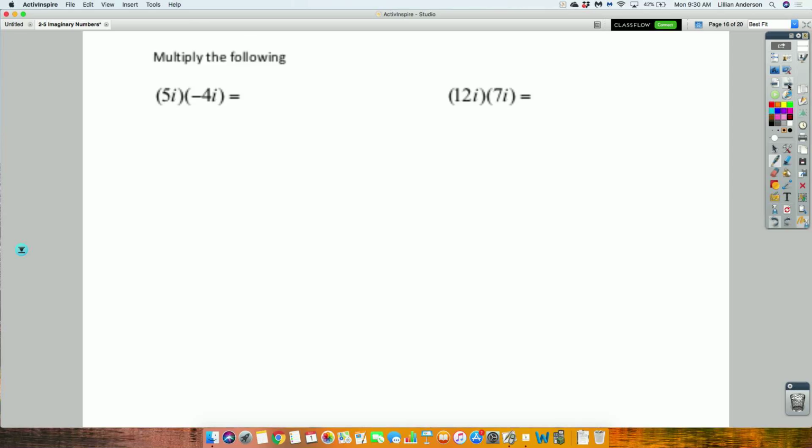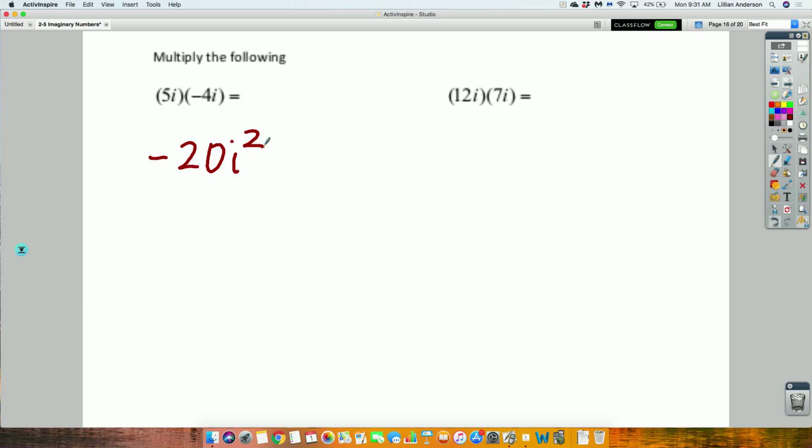Now for multiplying. When you multiply, you have to remember your powers of i, because now they're more like variables and less like placeholders. You multiply like regular. What's 5 times negative 4? Negative 20. What's i times i? i squared. Once you've multiplied, you have to simplify.